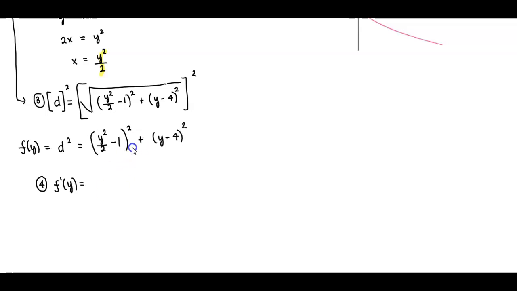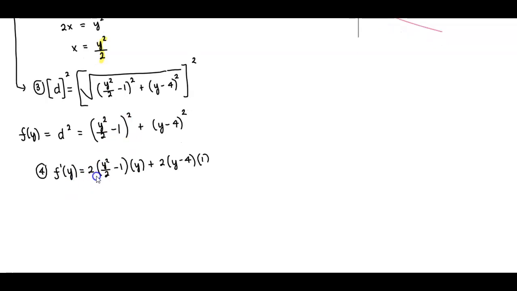If we take a look at the first term here, we're going to get 2 and multiply that by y squared over 2 minus 1. So that's going to be 2 times (y squared over 2 minus 1). And then we multiply it by the derivative of what we get inside. The derivative is going to be 2y over 2, which is just y. So we have times y. Plus, if we take the derivative of (y minus 4) to the second power, that's going to be 2 times (y minus 4), and the derivative of y minus 4 is going to give us 1.